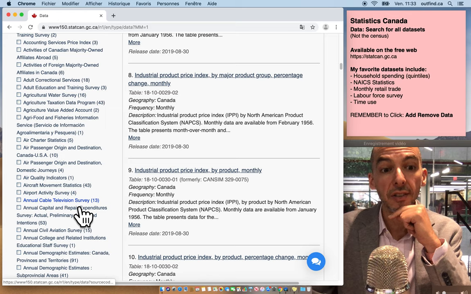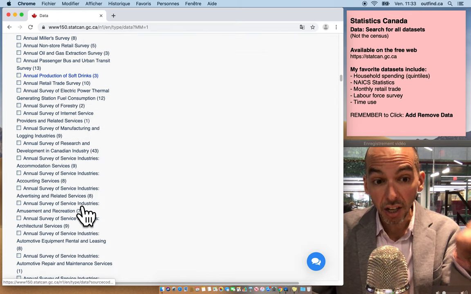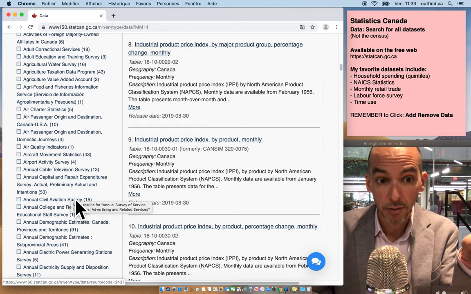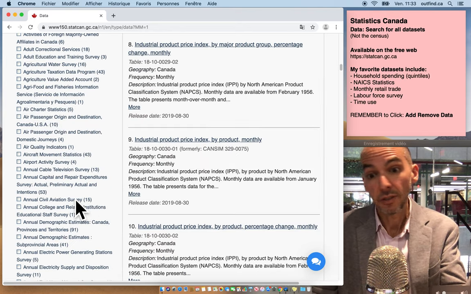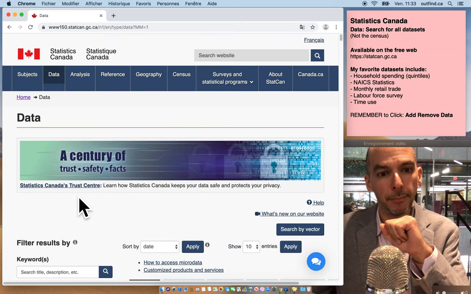So honestly, this is the list of all the different topics that StatsCan reports on, and a lot of them could be totally interesting for your project, right? And you wouldn't know they exist unless you took some time to just explore what's available. So a tip on that one.